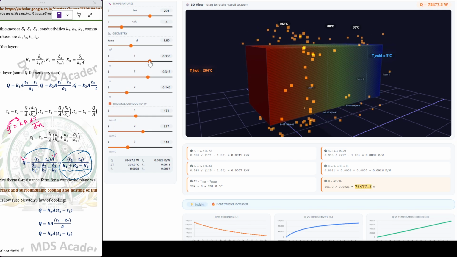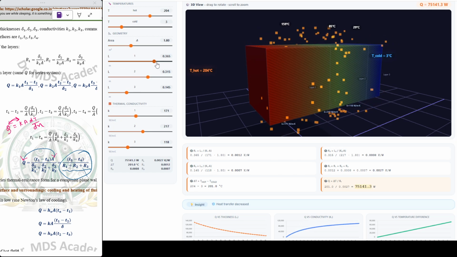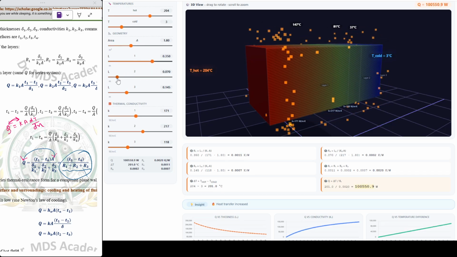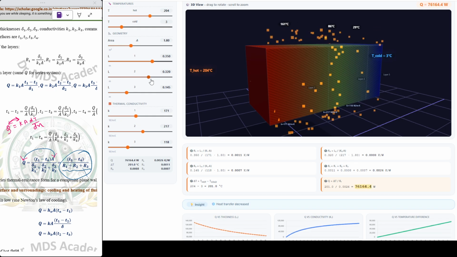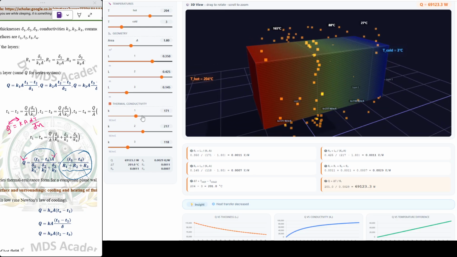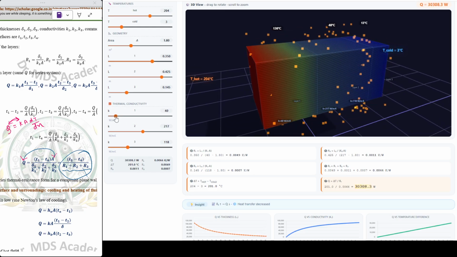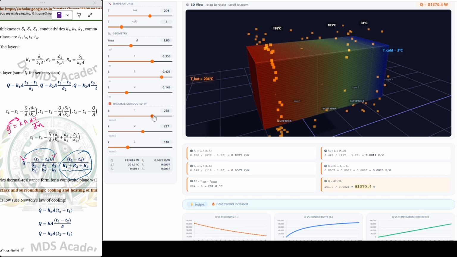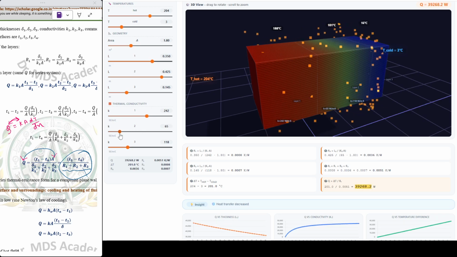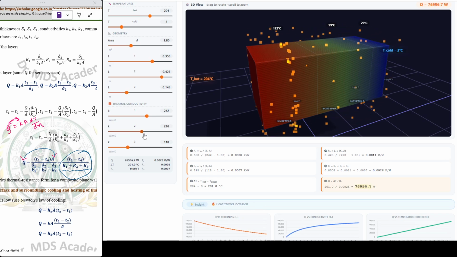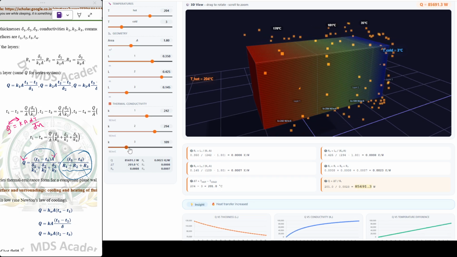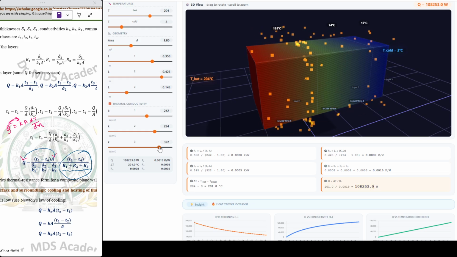Similarly, L1, L2 decrease, then rise. K1 decreasing, then increasing. K2 decreasing, then rising. K3 decreasing and then rising.